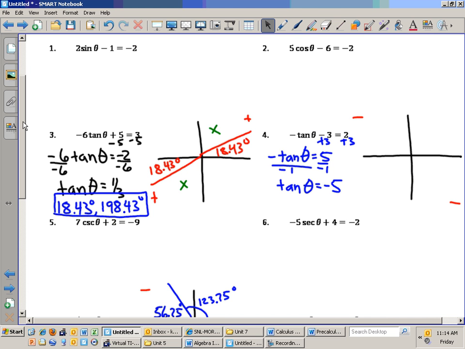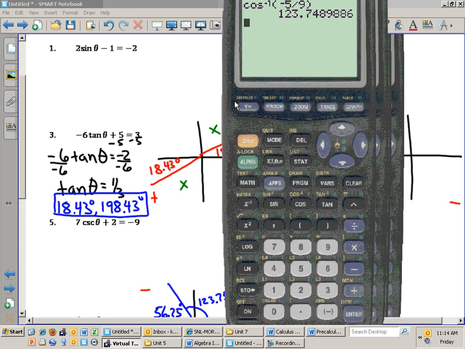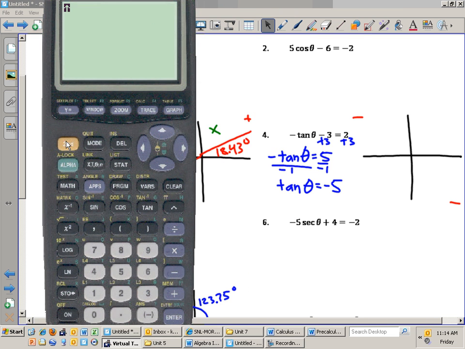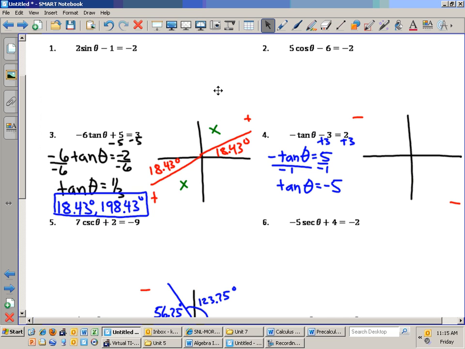So on my calculator, I do second tan, so tan inverse of negative 5. And I got negative 78.69. So if I want to draw negative 78.69, where do I go? Down. So that means that this amount is 78.69. And that this amount here would be 78.69.